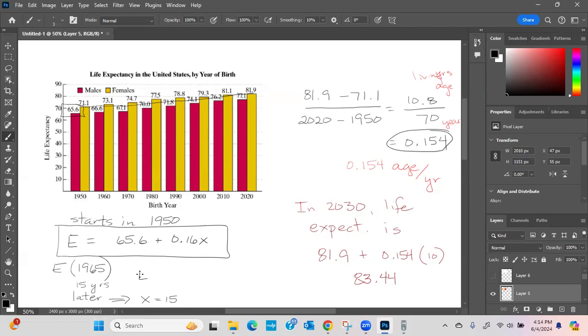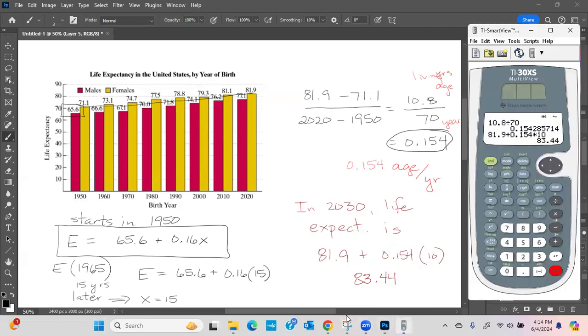So I can go to my equation and I can replace X with 15. And when I write it like that with parentheses, it means multiply. So let me go ahead and clear this out, and I can just take the 65.6, not 0.5, but 0.6. And I will add to that 0.16 times 15. Now, some of your calculators may not take that directly and work with it. Notice we got a 68, by the way.